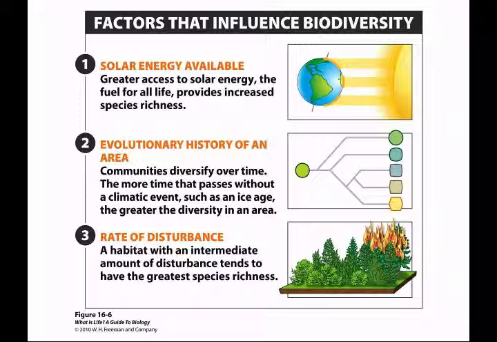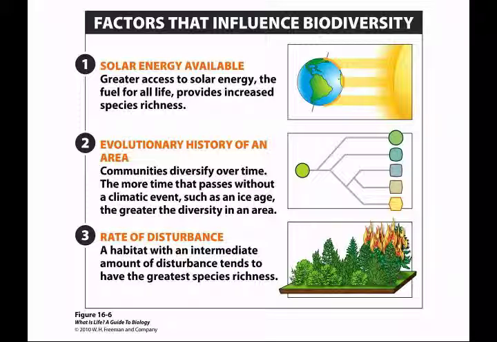Okay, so in talking about the latitudinal biodiversity gradient, what that basically says in three steps is that we are looking at the amount of solar energy available. If you look at the Earth tilted on its axis, the most solar energy is going to be available right at the equator. There's greater access to solar energy, which is the fuel for all life, and it's going to provide the energy for increased species richness. And as we go up towards the poles, that's where we start to see less and less solar energy available.